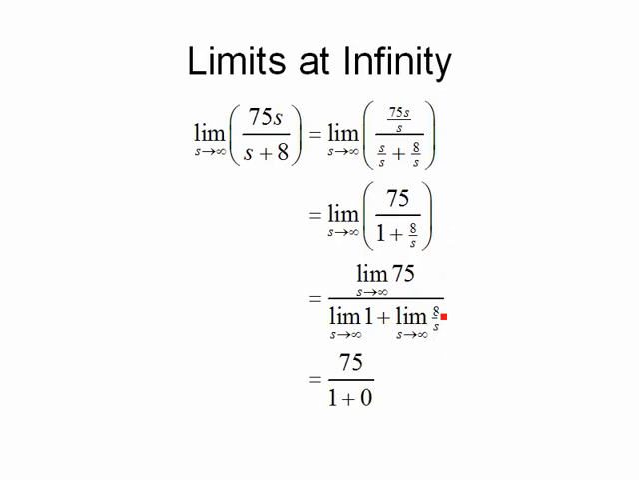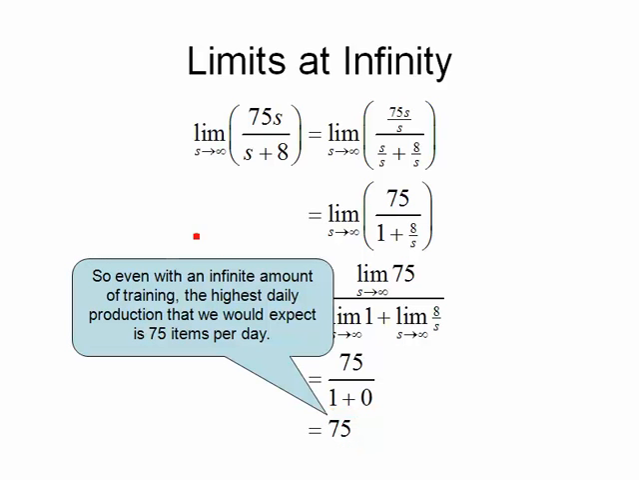What's left then is, remember, the top got closer and closer to 75. The bottom gets closer to 1 plus 0. So this whole thing gets closer and closer to 75. And remember, the table that we had seemed to be getting closer and closer to some value in the mid-70s. And now we know that it is 75 right here. Even with an infinite amount of training, the highest daily production that we could expect is 75 items per day.